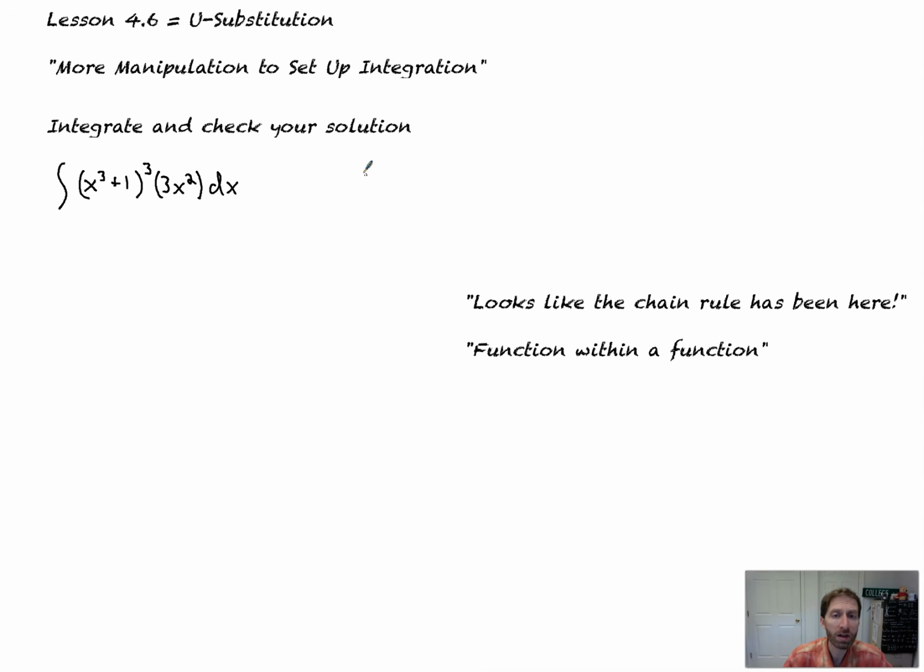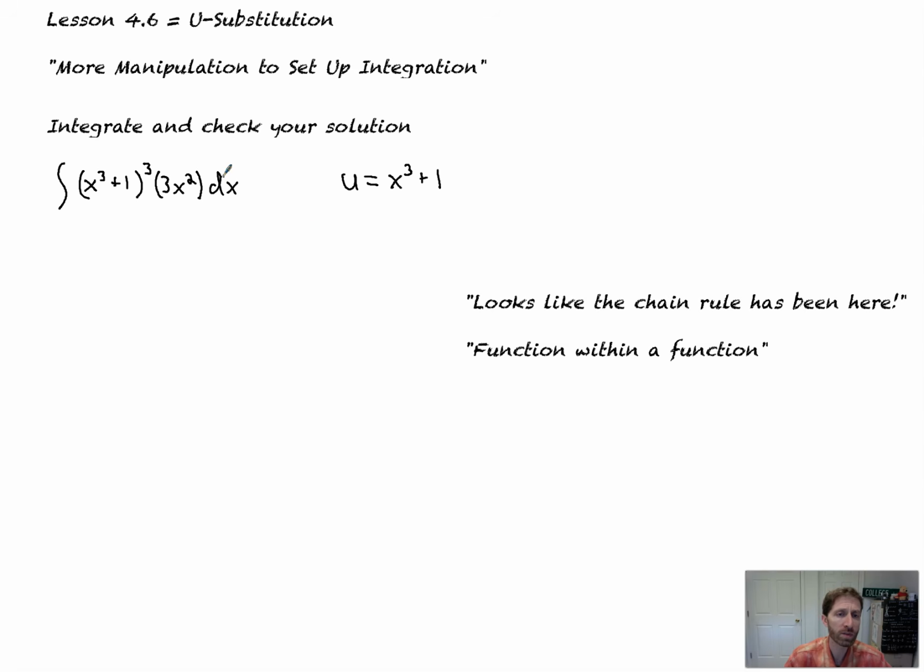So I'm going to let U, check this out, I'm just going to let an arbitrary U value equal the innermost function. That's x to the third plus 1. Now from there, we need to substitute everything in this expression that's in terms of x. Now we need to rewrite it in terms of U. No x can be left behind. Okay, so what do I do to do that?